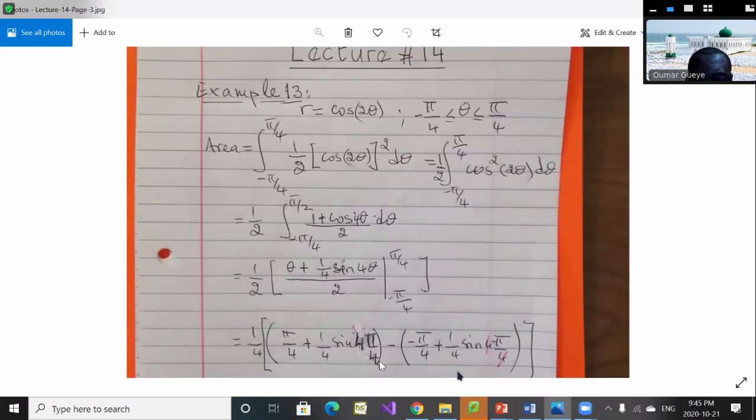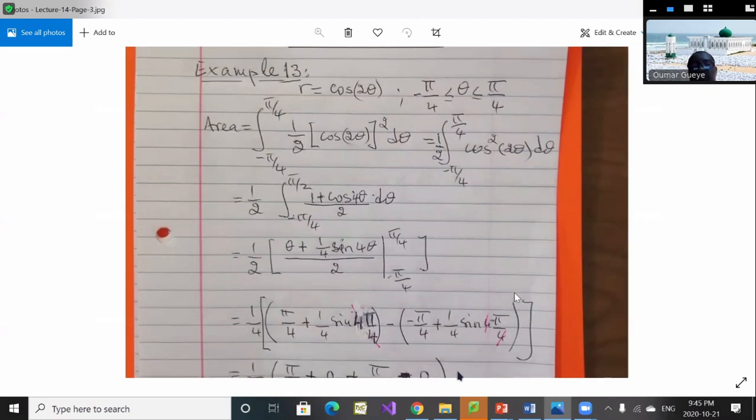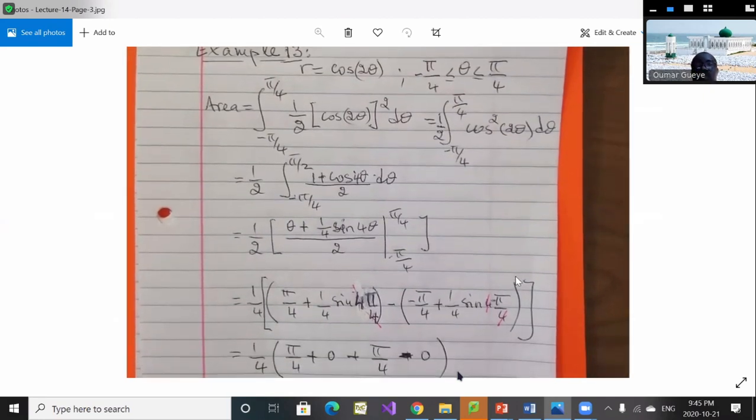And when you substitute, the second term inside the first bracket becomes sine of pi. Same for the second bracket, the second term becomes sine of negative pi. And you guys know sine of pi is equal to 0. Same for sine of negative pi. Both of them are equal to 0. And after calculation, you get pi by 8, because this bracket is going to be pi by 2, and you multiply by 1 over 4, it's going to be pi by 8 unit square.